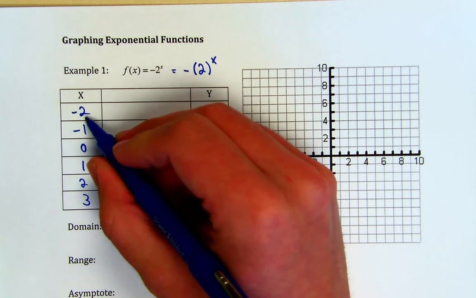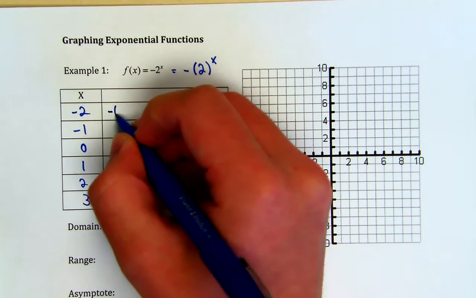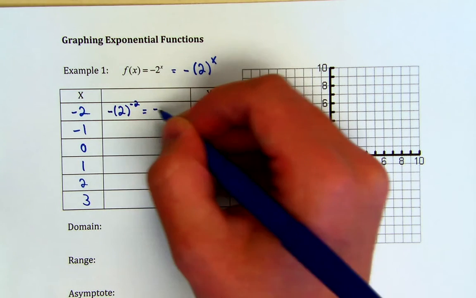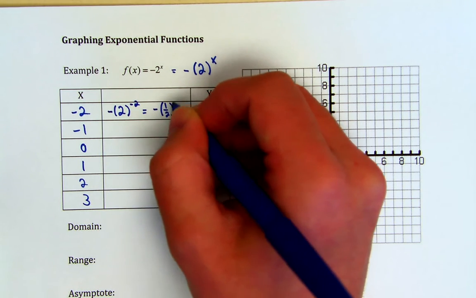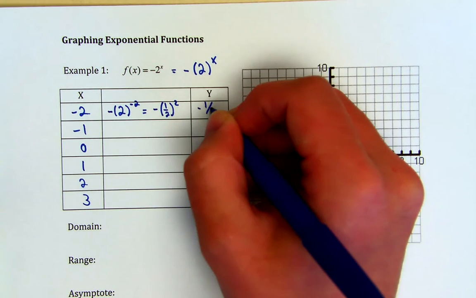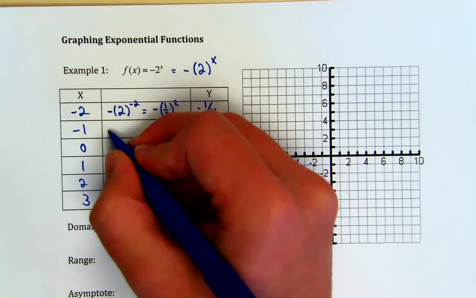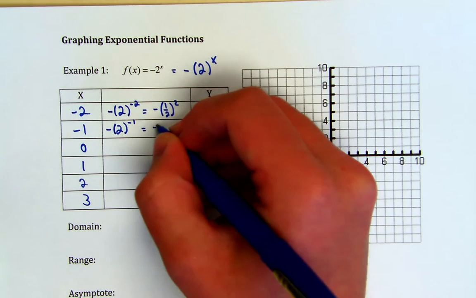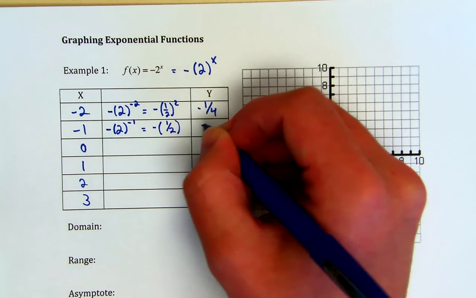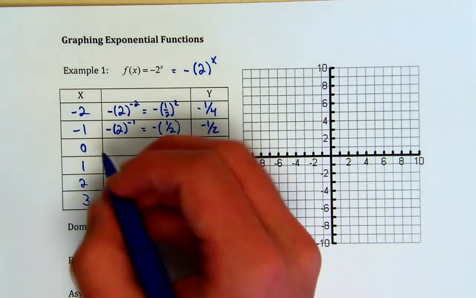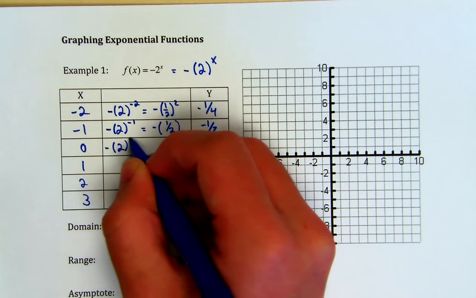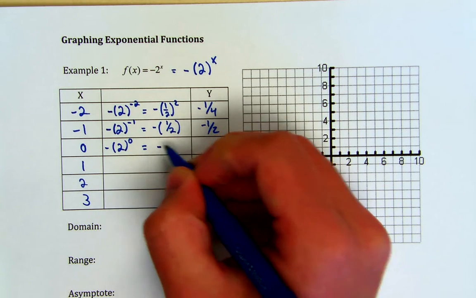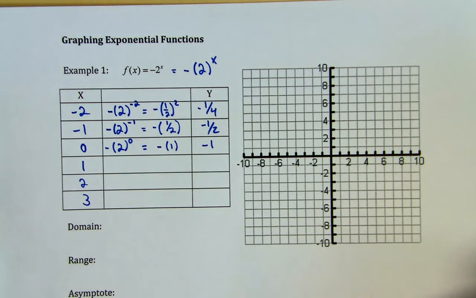So if I'm evaluating negative 2, I'm going to have the opposite of 2 raised to the negative second power, which gets me the opposite of 1/2 raised to the second power, so I get negative 1/4. If I take negative 1, I'm going to have the opposite of 2 raised to the negative 1, so I have the opposite of 1/2, which is negative 1/2. If I take 0, I have the opposite of 2 raised to the 0 power. Now remember, anything raised to 0 is just 1, so I have the opposite of 1, so negative 1.